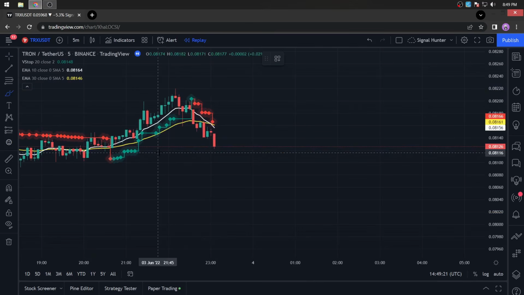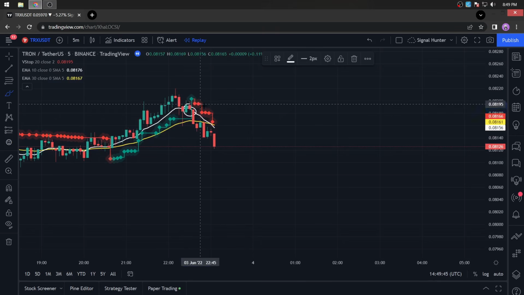In this chart you can see the 30 period EMA line is successfully crossing up the 10 length EMA line, and also the price is crossing down the volatility price line, and the volatility price line color is switched to red, and also the candle color is red, and the candle is separate from the EMA line. So that means it's our sell signal.